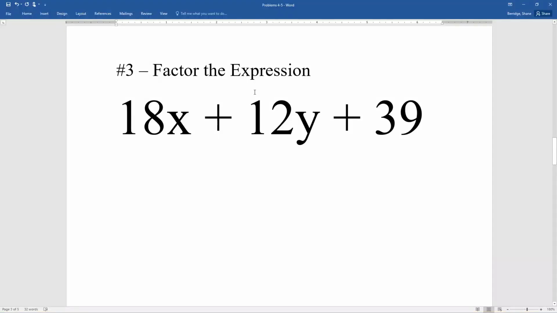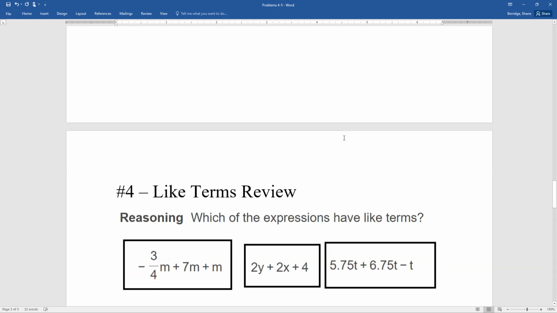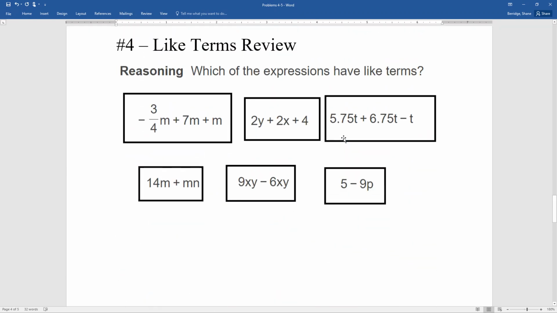All right, let's keep rolling here. Hopefully you're getting some of these solutions. Here's number 5, which is just kind of a review. Remember what the idea of like terms is. I want you to take a minute and see if you can jot down which of these would be considered expressions that have like terms in them, where if I simplified them, I would get one term as my solution. Go ahead and take a second on that one.